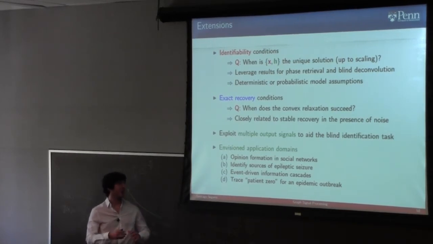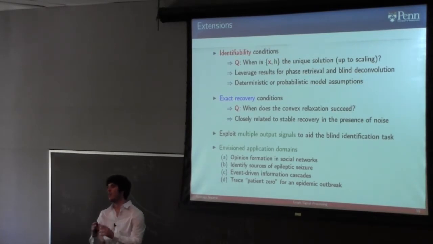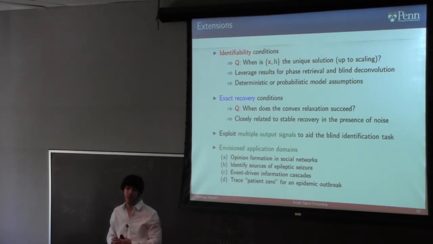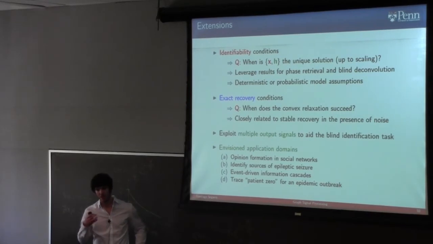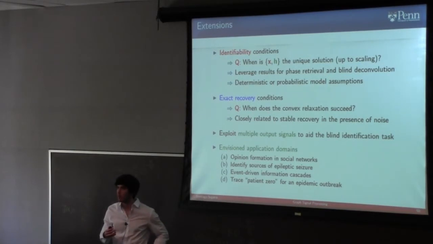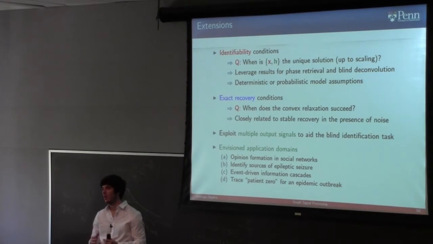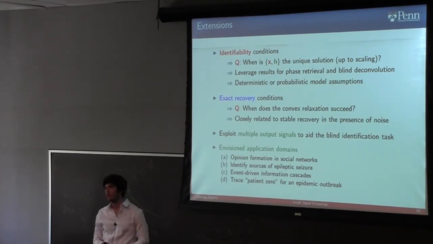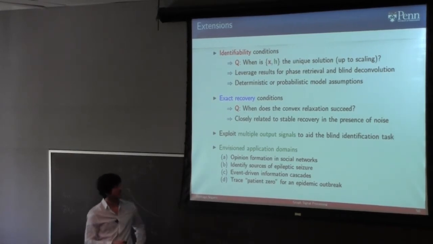Other things, for example, identifying sources of epileptic seizures in the brain. When you look at the brain activity during a seizure, it looks very hard to analyze. But what if we model it as actually being original spikes filtered through the brain? Can we explain something with that or gain new insights into this problem? Or, for example, tracing patient zero in an epidemic. For a given point in time, you see the spread of a disease. We say, well, the disease started somewhere and then diffused through the graph. Can we use these kinds of techniques to detect where this started, or information cascades, these kinds of things?